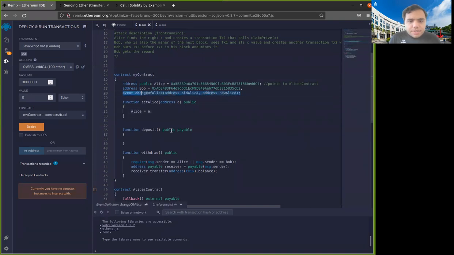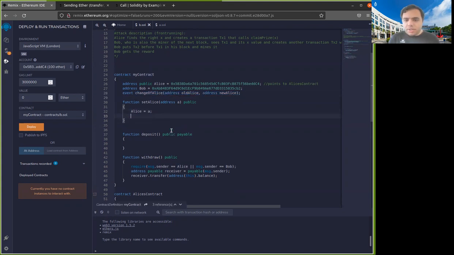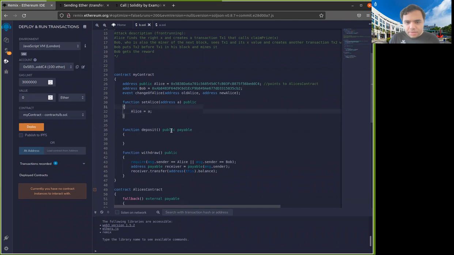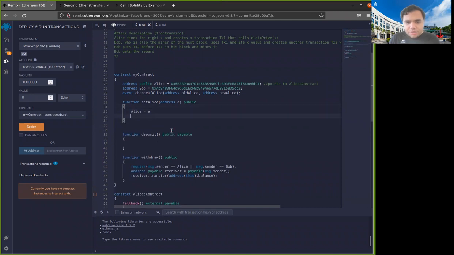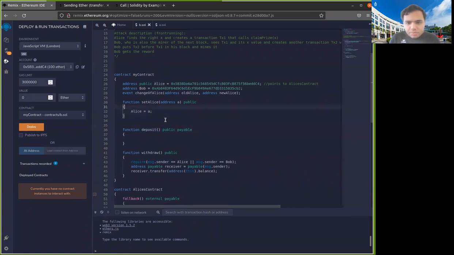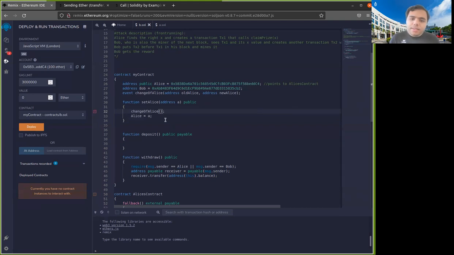So you can just think of this event as a way of writing logs on the blockchain. Now, what I do here is that I'm changing Alice to A, right? So I can just create an event, which is called change of Alice. And I can say that, okay, I have to do it before this. I can say that the old value of Alice was, well, Alice, and the new value is going to be A. And the way that I actually trigger the event is using the keyword emit.